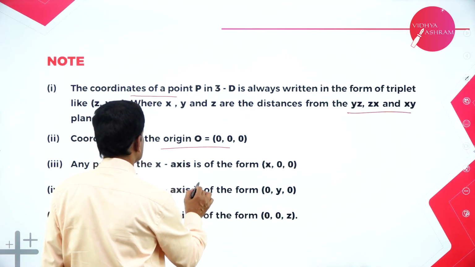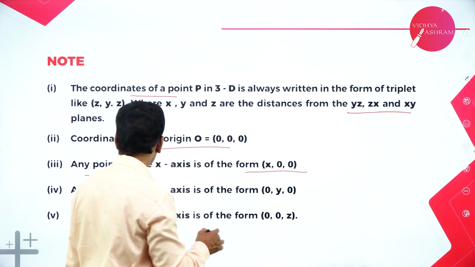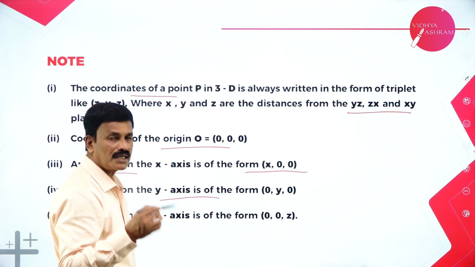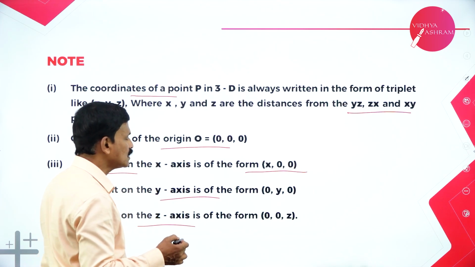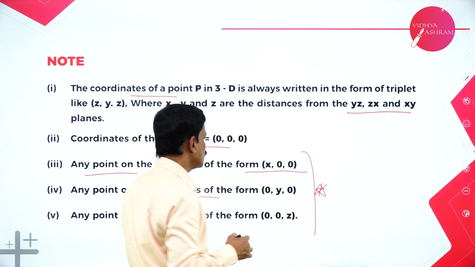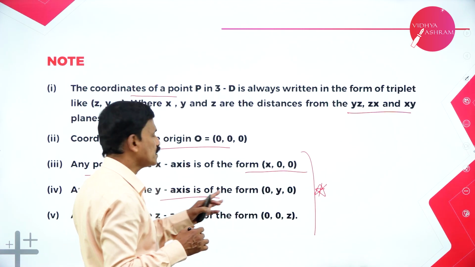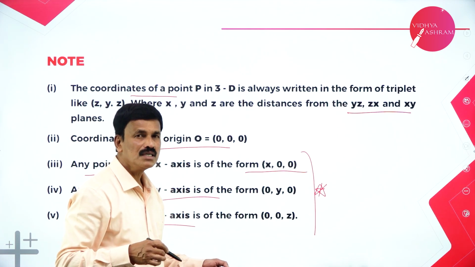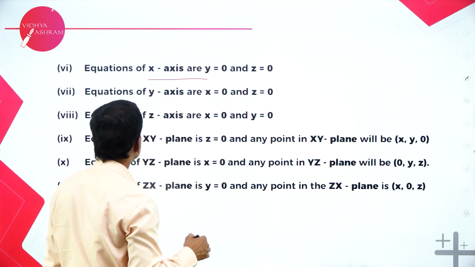Any point on the x-axis is of the form (x, 0, 0). So on the x-axis, y and z are 0. Similarly, any point on the y-axis is (0, y, 0). Other than y, the remaining 2, x and z, are 0. Whereas any point on the z-axis is (0, 0, z). This is a very important concept: any point on the x-axis is (x, 0, 0), any point on the y-axis is (0, y, 0), and any point on the z-axis is (0, 0, z), right?